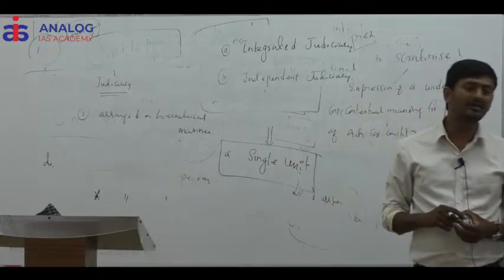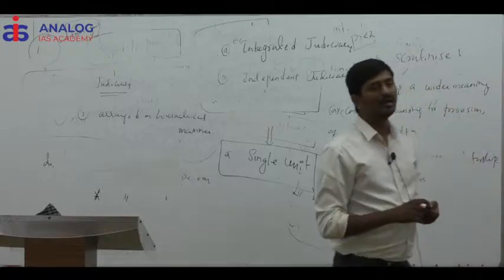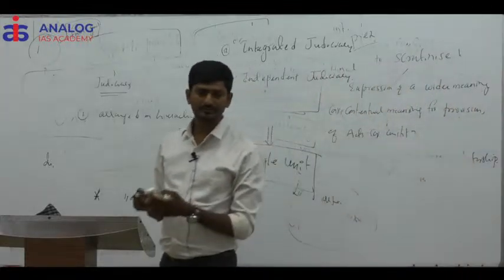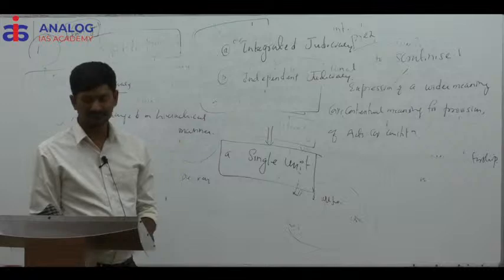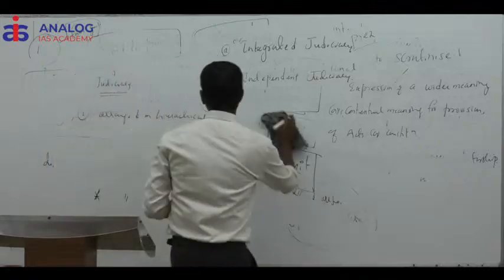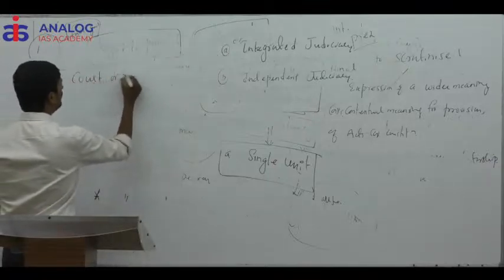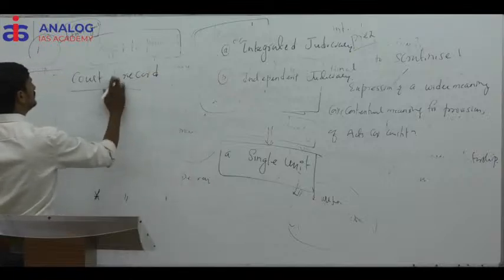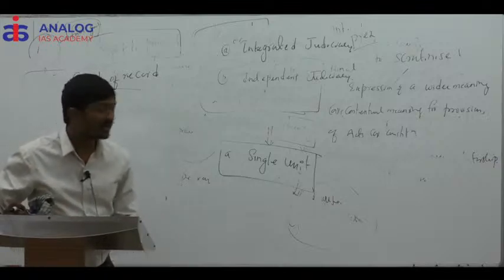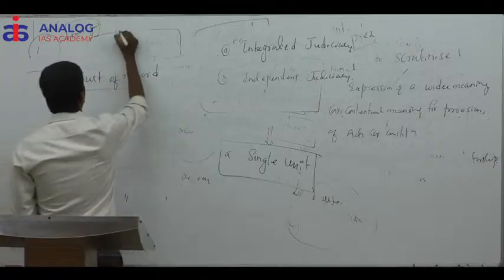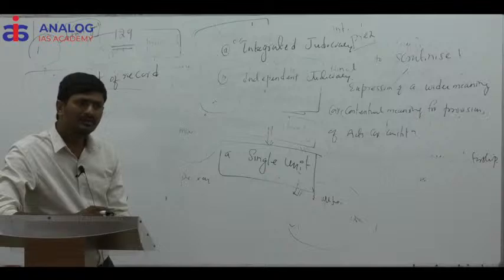Under Article 129 of the Constitution, the Supreme Court is called the Court of Record. Under which article? Article 129. Court of Record. Okay. What is the Court of Record?